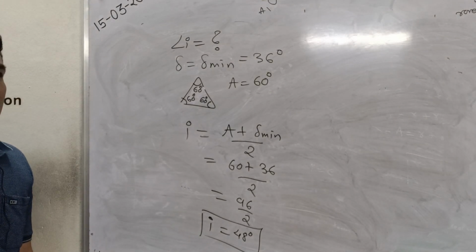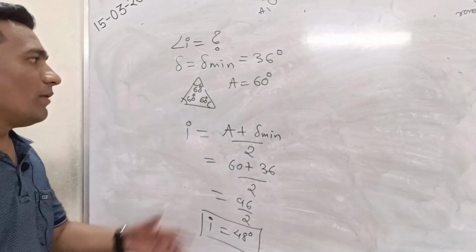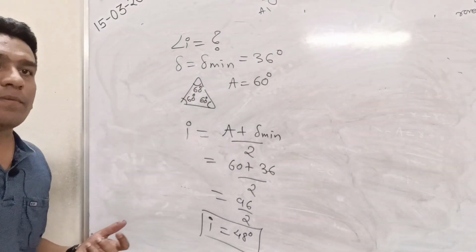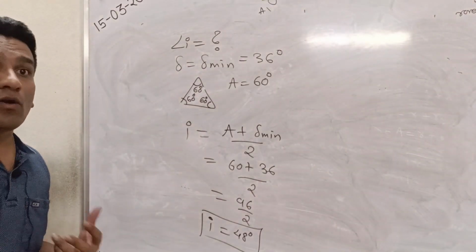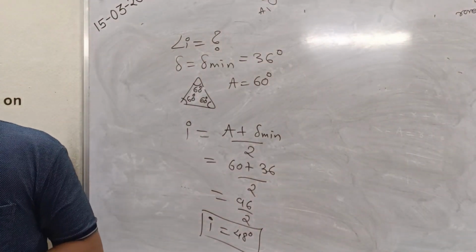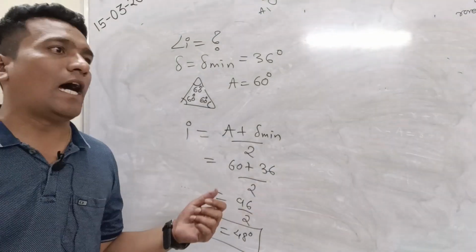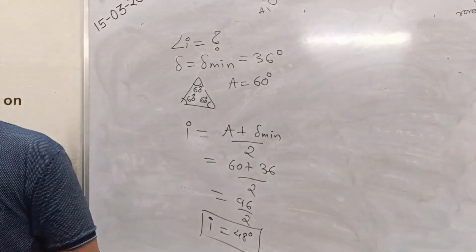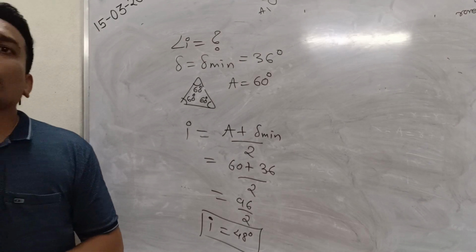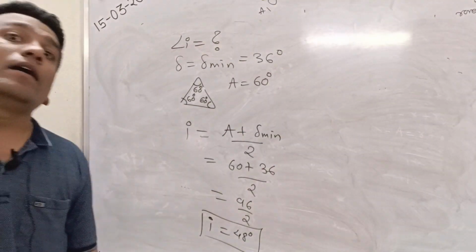Understood? I have explained the formula just now, so you were able to follow. But in the exam, you should be able to recall the formula directly. Otherwise, you will have to play with the formula I plus E is equal to A plus delta. Make sure that you are able to recall it.